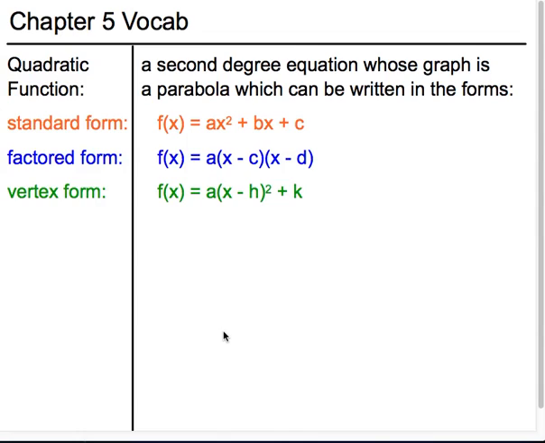Starting on Tuesday, we're going to be looking at quadratic functions. A quadratic function is any equation that has a power of 2. The highest power is 2. So if you look at the standard form, you can obviously see the x squared. In factored form, once you distribute the two parentheses, x times x will give you the x squared. And similar in vertex form, if you square that out, you'll get the x squared as well.